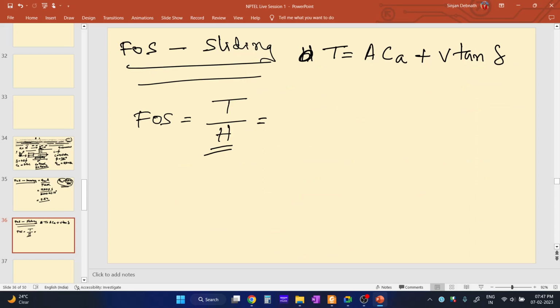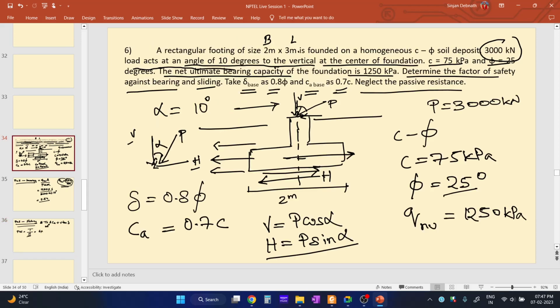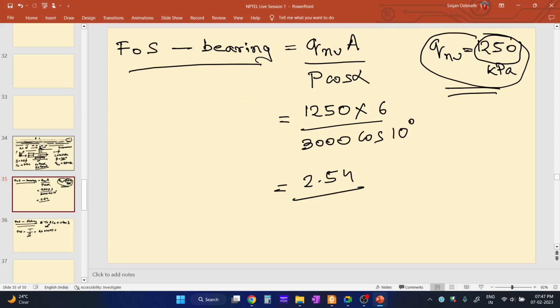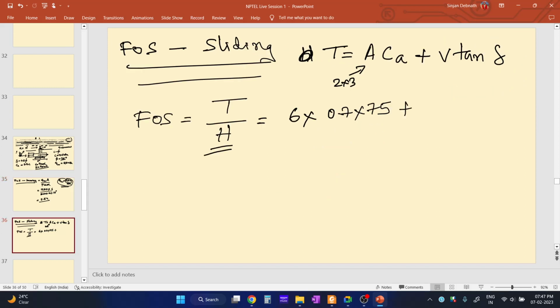So T, what is the area? Area is 2 into 3, so 6. And what is the value of CA? CA is 0.7 C. What is the value of C? 75. So 0.7 into 75, plus what is the value of V? V is this one, P cos alpha, 3000 cos 10 degrees.